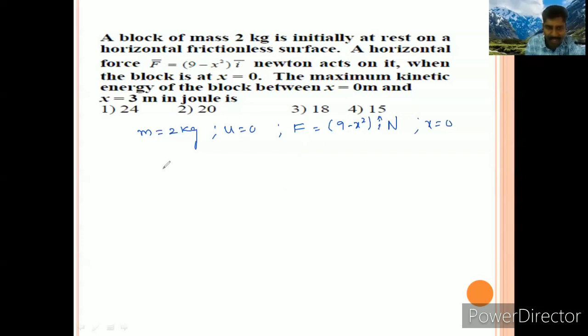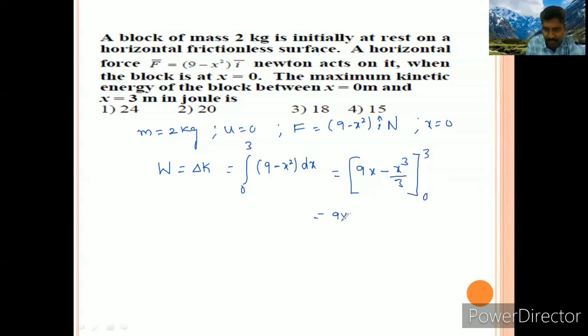So here, by the work energy theorem, work done is equal to the change in kinetic energy. The force is 9 minus x square, and since the x coordinate only, we write dx for displacement, with limits of 0 to 3. After integration, we get 9x minus x cube by 3, with limits 0 to 3.